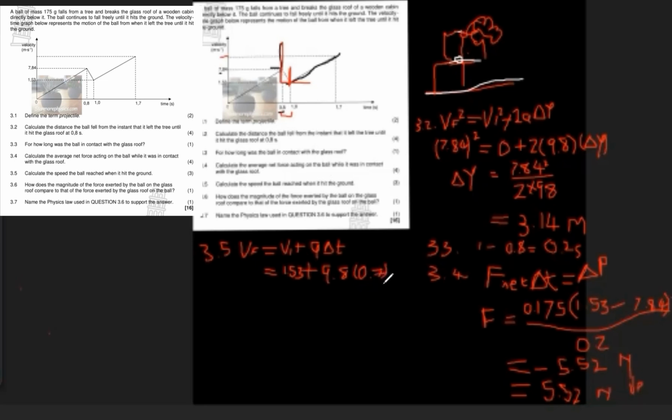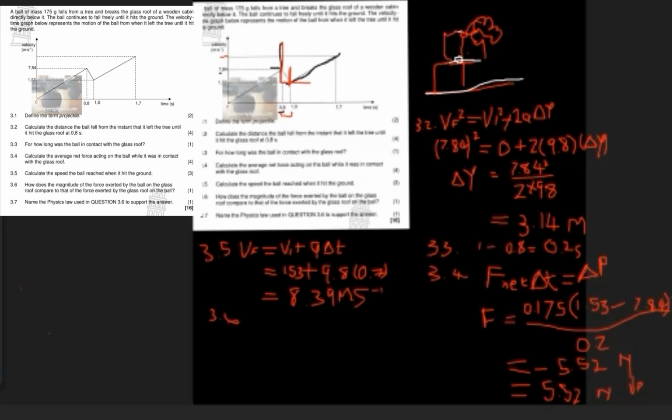Okay. Then our VF would be the velocity of the ball when it hits the ground, which is 1.53 plus 9.8 into 0.7, which would be 8.39. This would be our final velocity, 8.39 meters per second. Yes, now let's go to 3.6.